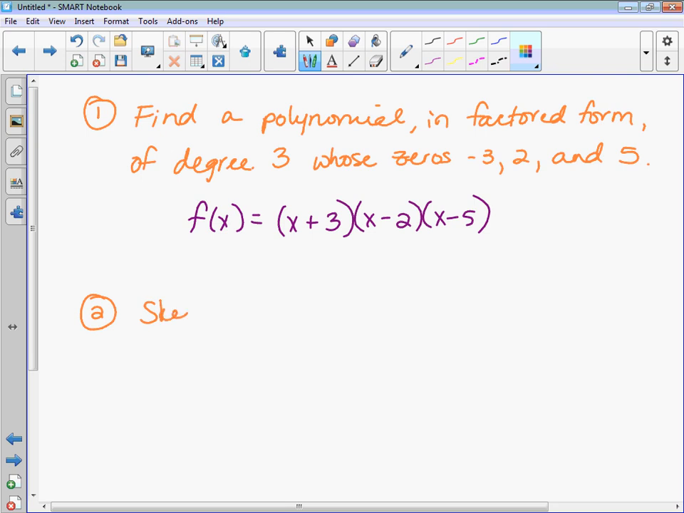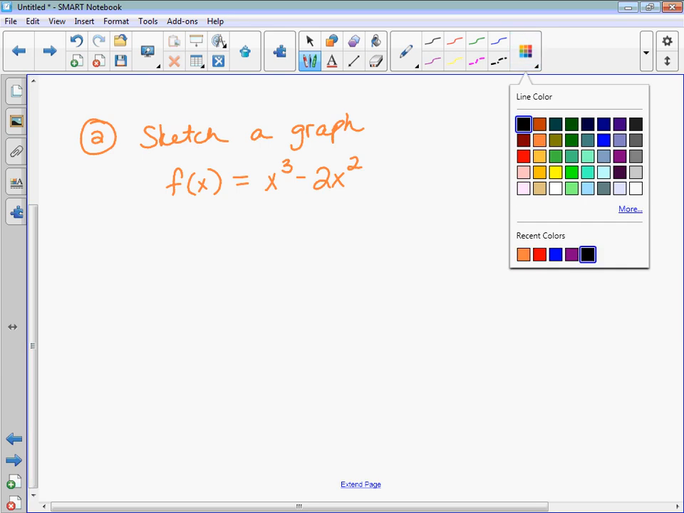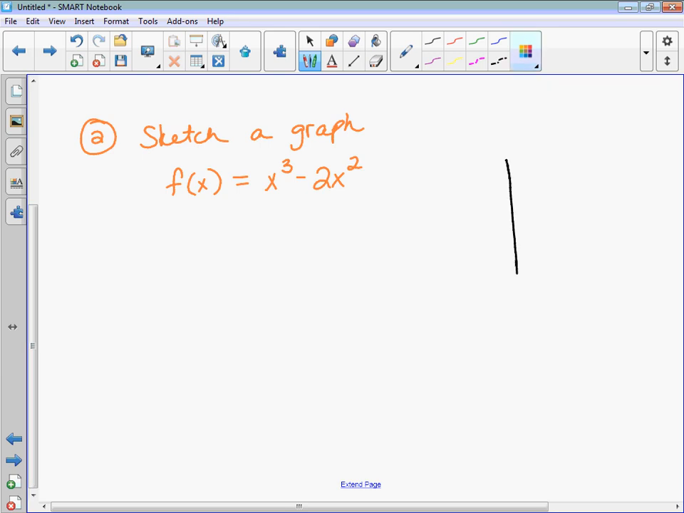Let's sketch a graph. We're going to do several of these, so I'm going to walk you through the first one. Let's do x cubed minus 2x squared. All right, you'll notice I'm not putting a bunch of tick marks on my graph. Okay, don't mark it all up yet.